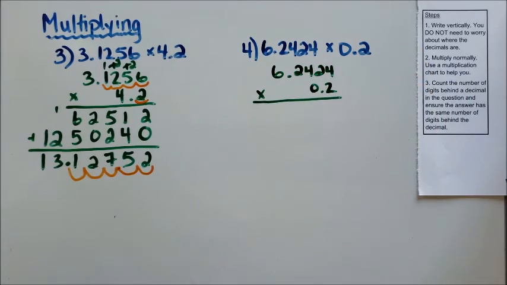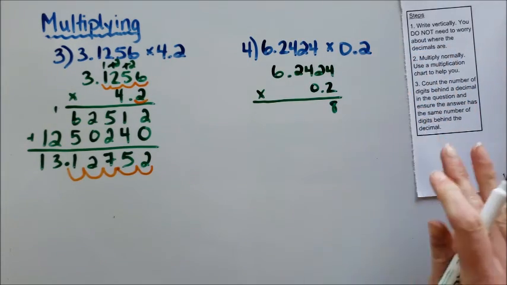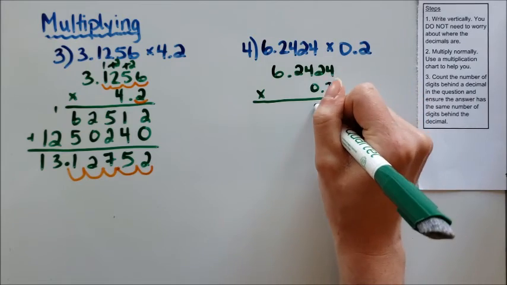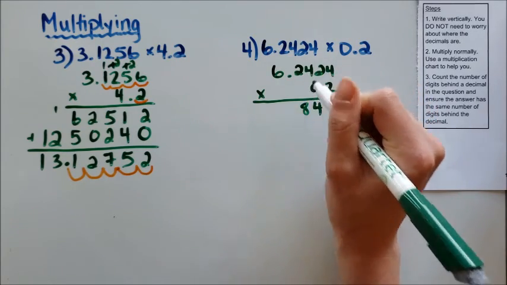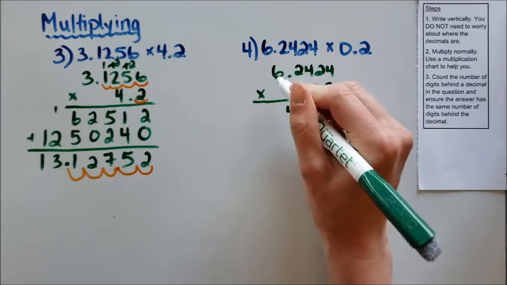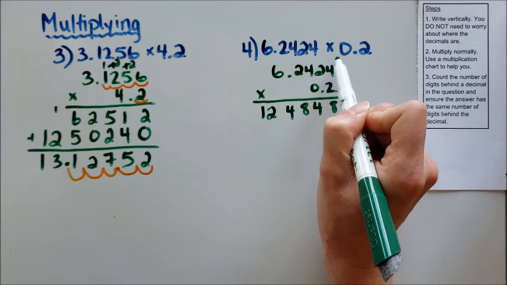So my first step, write it vertically. You do not need to worry about where the decimals are. Now I'm going to multiply. So 2 times 4 is 8. 2 times 2 is 4. 2 times 4 is 8. 2 times 2 is 4. And 2 times 6 is 12. I don't have anything I need to cancel.